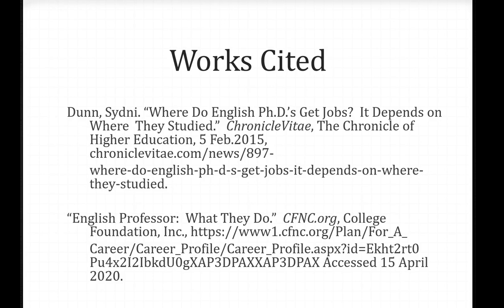The next source is very similar, but it doesn't have an author, so I started with the title of the article, and it didn't have a date of publication, so I had to say accessed 15 April 2020. So if you don't have a date of publication, you put the date of access at the end. That's how you do your works cited entries. Remember, if you're using the online library, it will cite for you. You use the cite feature, copy and paste. That's the way to go because those entries are different from entries from a regular website.